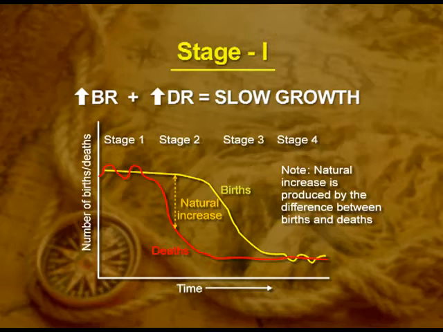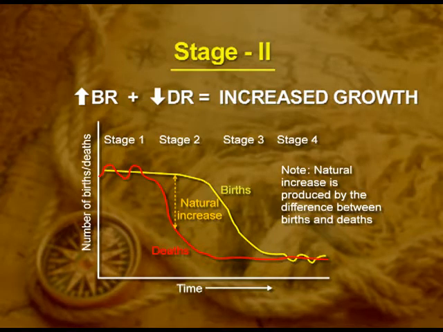In the first stage, death rate was higher due to epidemics, droughts, and inconsistent food supplies. So to compensate for the death rates, the birth rates were more. At this time, the population change was negligible.